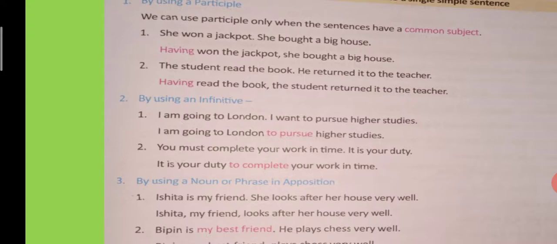The same thing goes in the second one. The student read the book. He returned it to the teacher. So here the subject is referring to the student, so a participle will be used. Having read the book, the student returned it to the teacher.